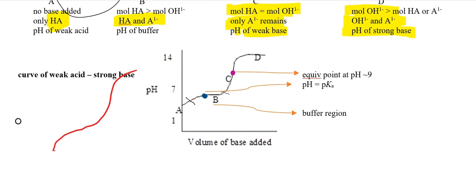Alrighty. This region right in here is our buffer region. The middle of that will be our pKa, because in the middle of the buffer, the concentration of the acid will equal that of the conjugate base. And that will be our pKa. Once we're all done and we're at point C here, then we're going to have the equivalence point. That's going to be higher than neutrality because it's a weak base. It could be like 9 or something. Anyway, once we then add a little bit more strong base, we get up to the top of our curve. Those are our two curves.